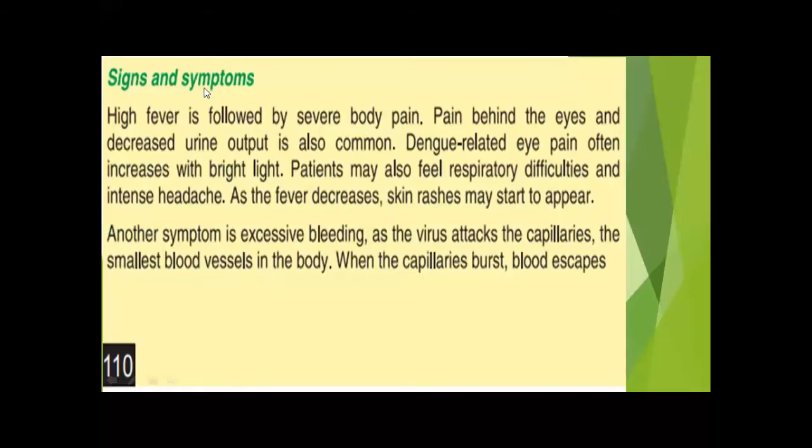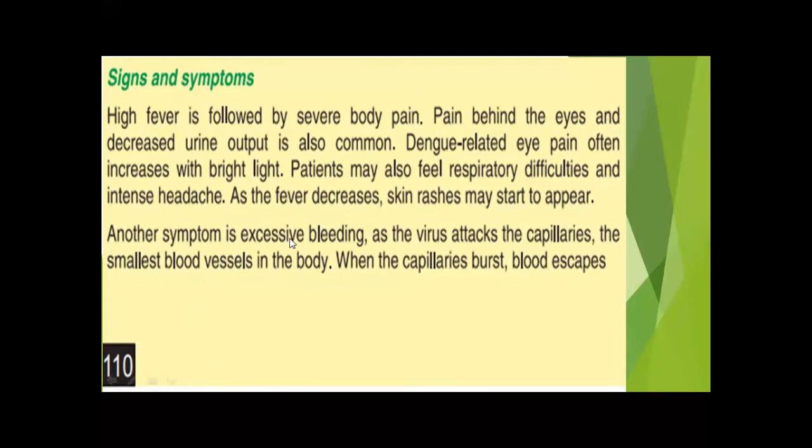Now, signs and symptoms. High fever is followed by severe body pain. Pain behind the eyes and decreased urine output are also common. Dengue-related eye pain often increases with bright light. Patients may also feel respiratory difficulties and intense headache. As the fever decreases, skin rashes may start to appear.